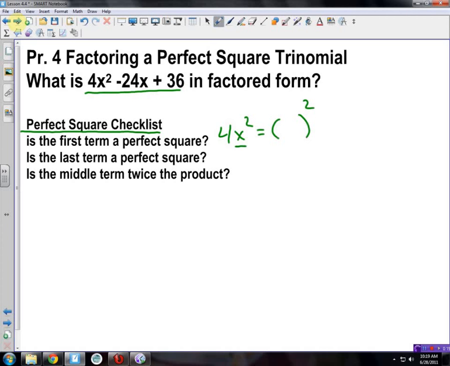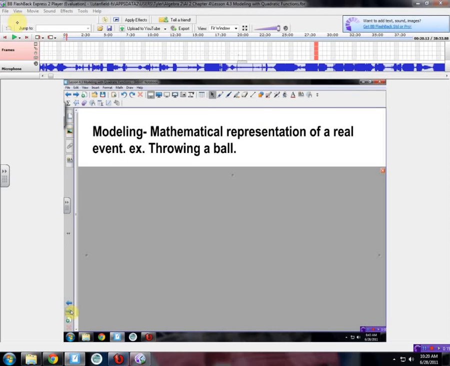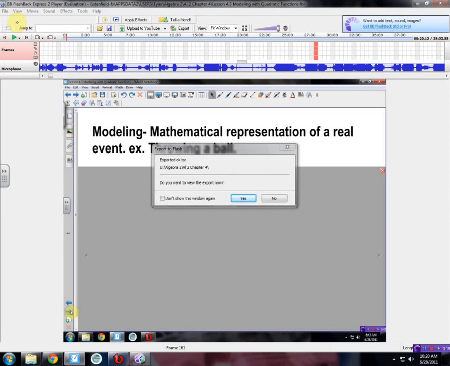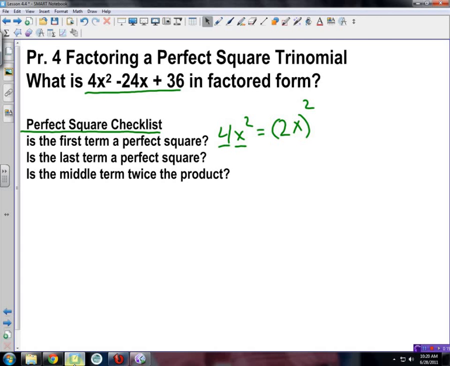The last one is: is the middle term twice the product? When I say twice the product, I'm talking about what we found here and here. So that's 2 times 2x times 6, which is 24x. We want to say, is that middle term the same? Look at the middle term, 24x, 24x. So it passes the perfect square checklist. It's got 3 checks, which means it's a perfect square.